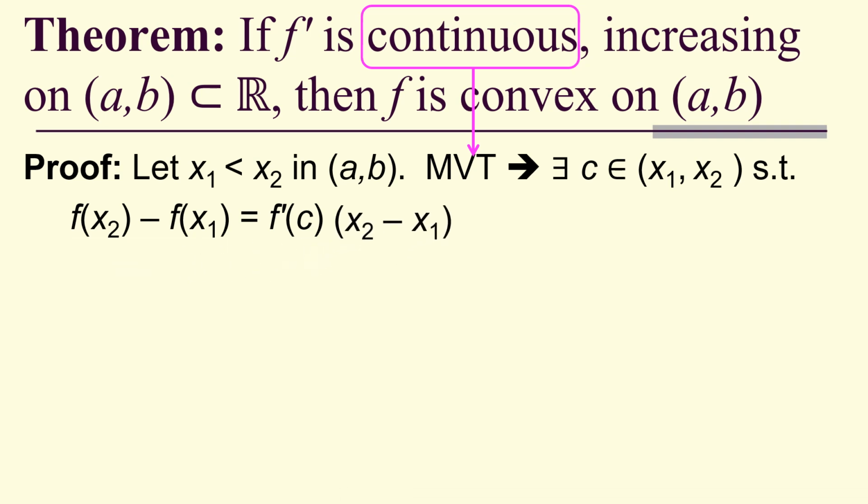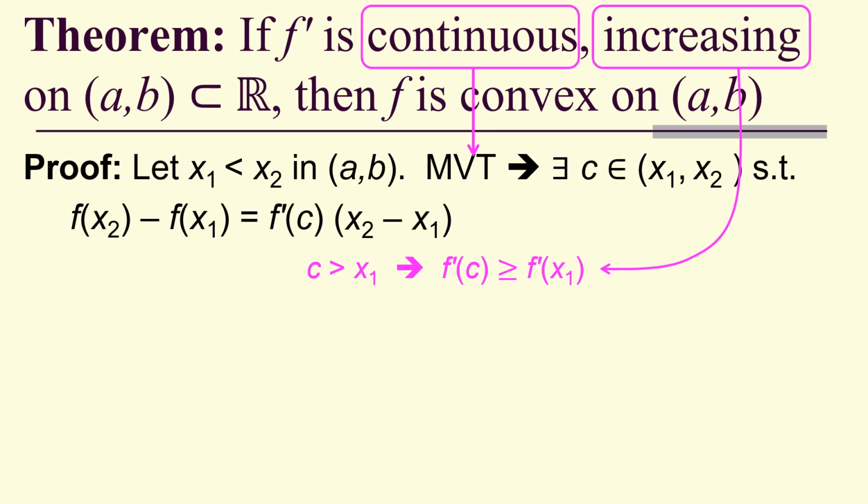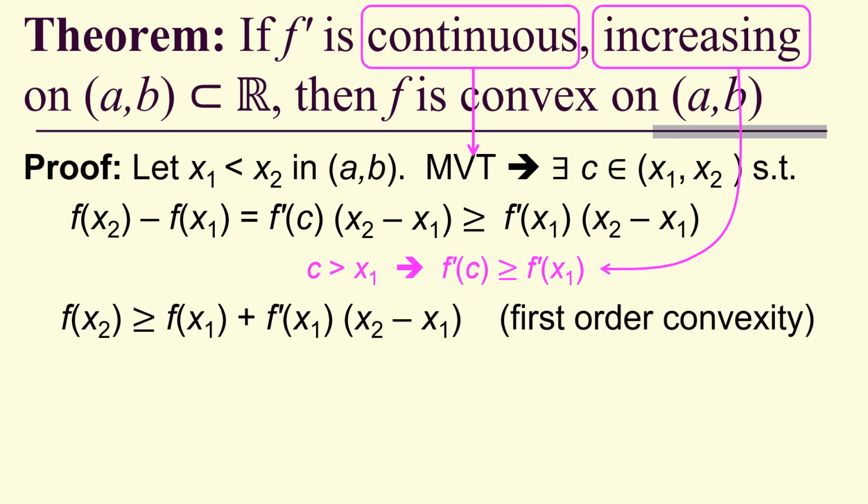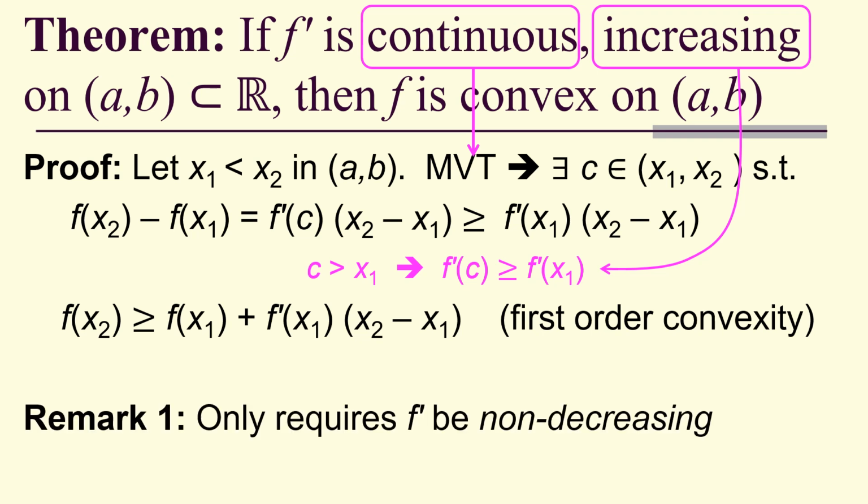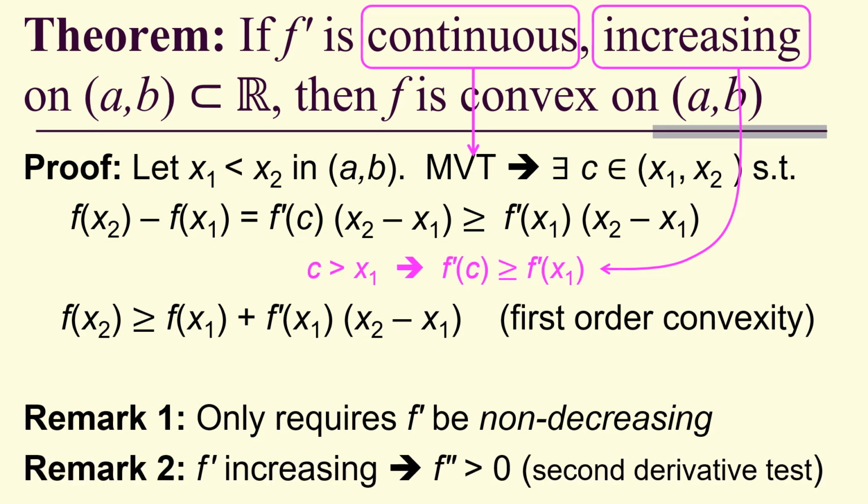Let's move the x2 minus x1 over here. And now we're going to use the fact that f prime is increasing. C is bigger than x1, so f prime of C is bigger than f prime of x1. But then if we add the f of x1 to both sides, we get our first order convexity. Now, notice this only required f prime be non-decreasing. And also, f prime increasing implies that the second derivative is greater than 0, the second derivative test.